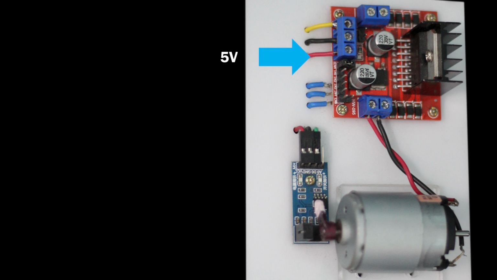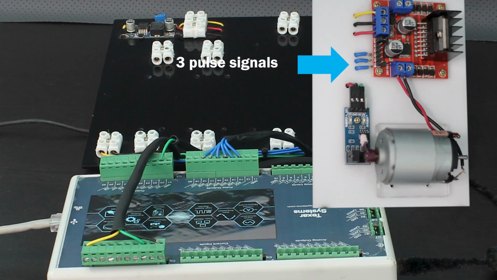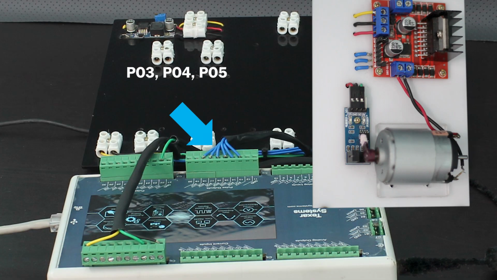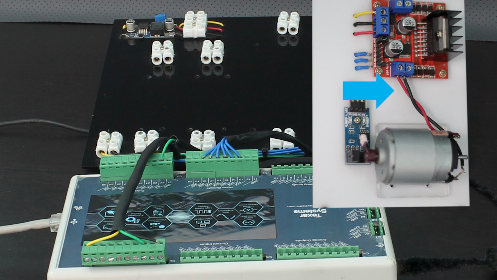This red wire is the 5-volt line coming from the LM2596S converter. This yellow wire is the VSys from T7000P. And this black wire is the ground. These three blue wires are pulse signals, which are connected to PO3, PO4 and PO5 of T7000P. These two wires are outputs of L298N, which are connected to the DC motor. This green wire from LM393 is connected to PI1 of T7000P. And T7000P is connected to the PC using Ethernet.